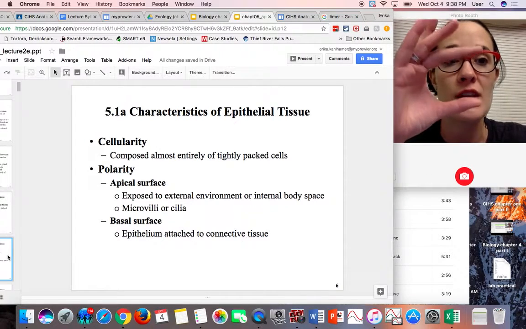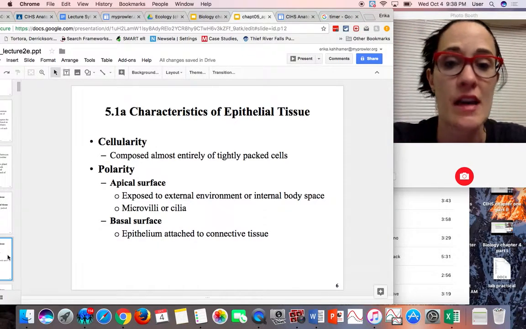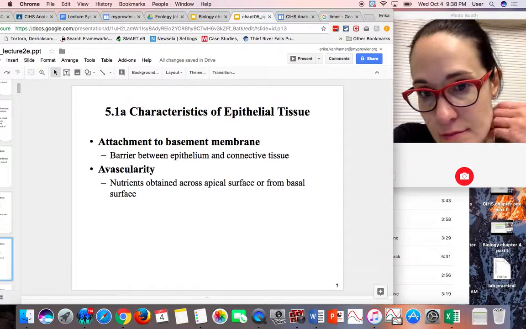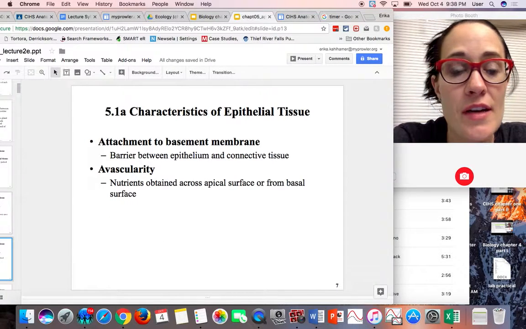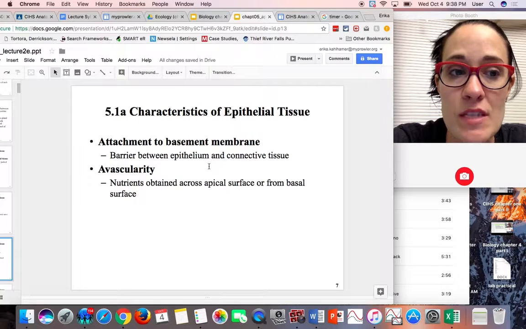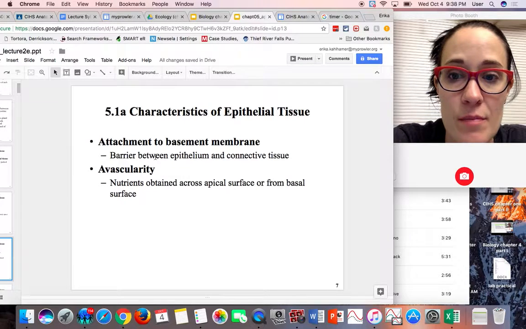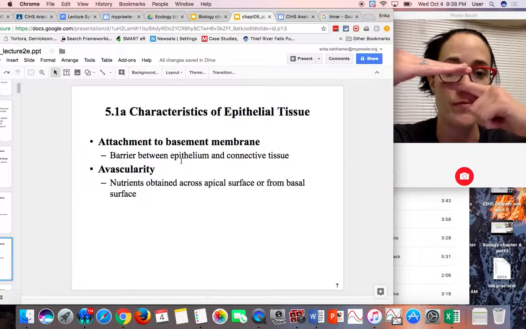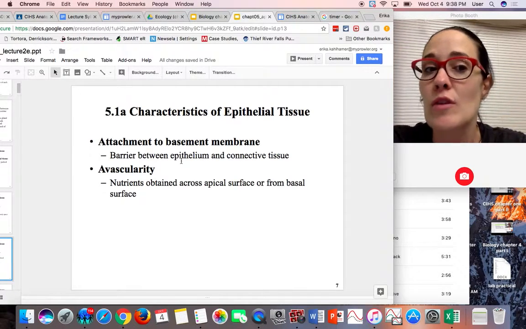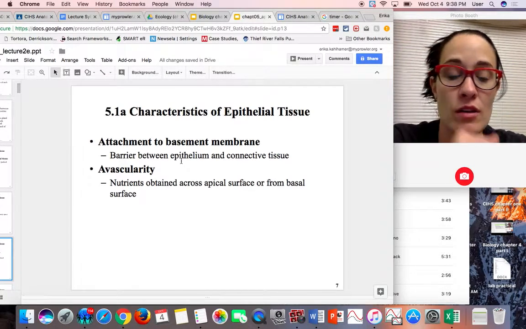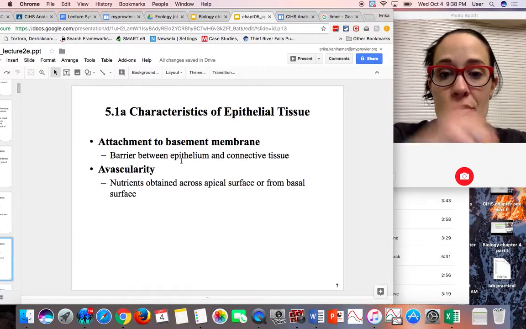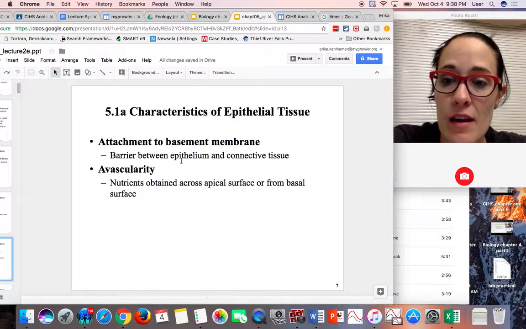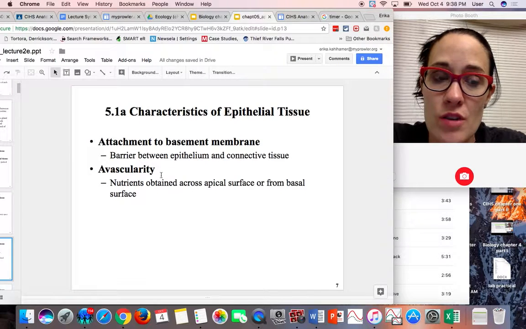And underneath epithelial tissue, so right underneath is connective tissue. What epithelial connects to is the basement membrane. That's the barrier, the area between the epithelium and the connective tissue. If you've ever skinned an animal, you know that you can take off the skin and separate it from the tissue underneath.